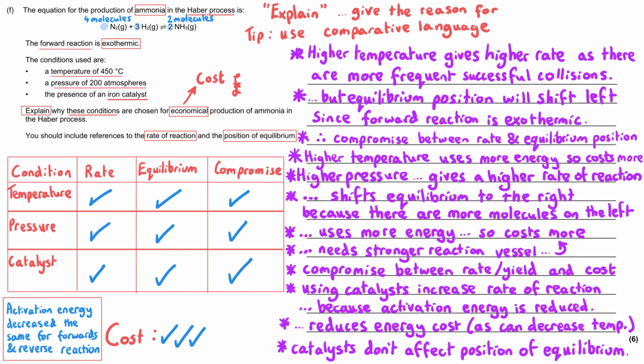What I would say is that you need to mention the temperature and the pressure and the catalyst. You need to mention the rate and the equilibrium and the cost, and I would recommend compromise as well. And you probably don't need to have a tick in every single row for temperature and pressure and catalyst. You just need to make sure you've got ticks in each row and ticks in each column, and absolutely that you've mentioned cost because they've asked us about the economic production of ammonia.